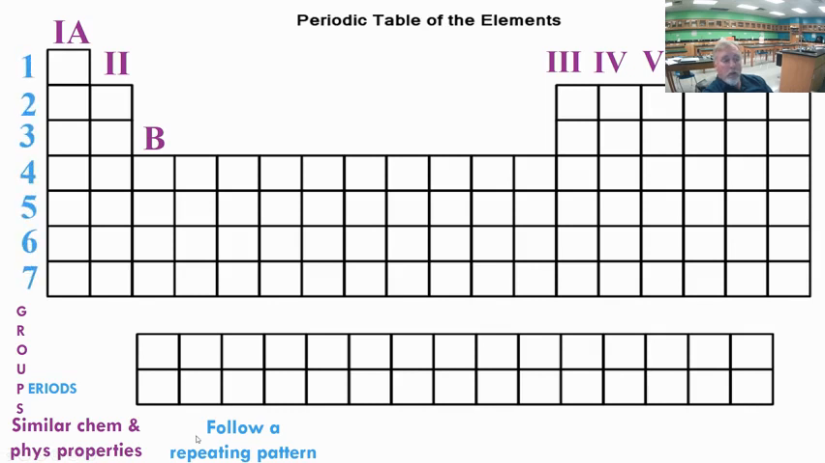Now, for periods, we use regular numbers: 1, 2, 3, 4, 5, 6, 7. If you see there in the left margin, I have those numbers here, 1, 2, 3, 4, 5, 6, 7. So we have 7 periods, because we have 7 rows. These 2 down here at the bottom, we'll explain those again later. They're kind of an exception. But we have 8 columns, 8 groups.